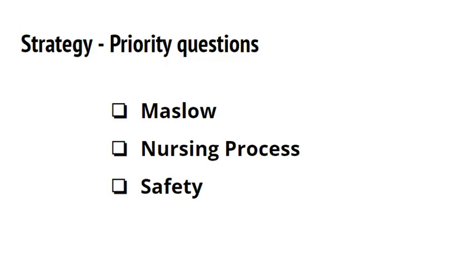This priority strategy process includes 3 steps. Those are Maslow, the nursing process, and safety. Let's go ahead and start with Maslow.